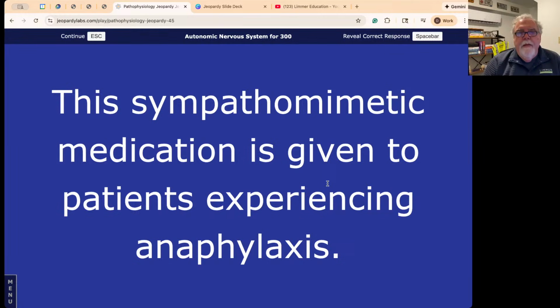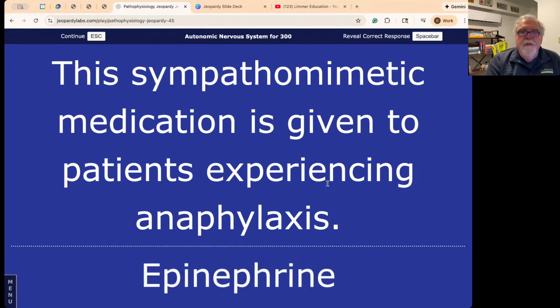Mimetic, think of that as mimicking. It mimics what the sympathetic nervous system would do. And the epinephrine here that everyone is typing in, I'm just going to go for this one, because what I really wanted to do here was put a word up there and see if I could get anyone to say diphenhydramine or methylprednisolone or Solu-Medrol. But sympathomimetic means we mimic the sympathetic nervous system.